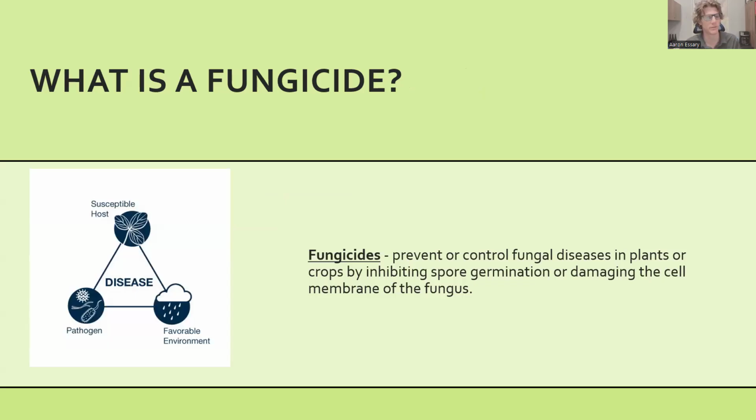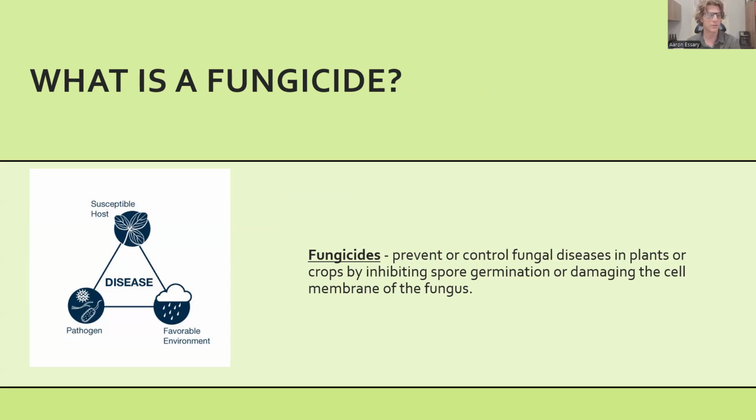So we'll start with what is a fungicide? A fungicide is used to prevent or control fungal diseases in plants or crops by inhibiting spore germination or damaging the cell membrane of the fungus. A fungicide is a chemical concoction that kills fungus. That's the quick definition.